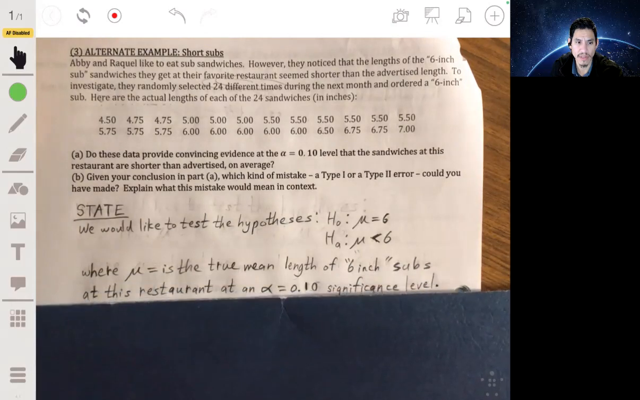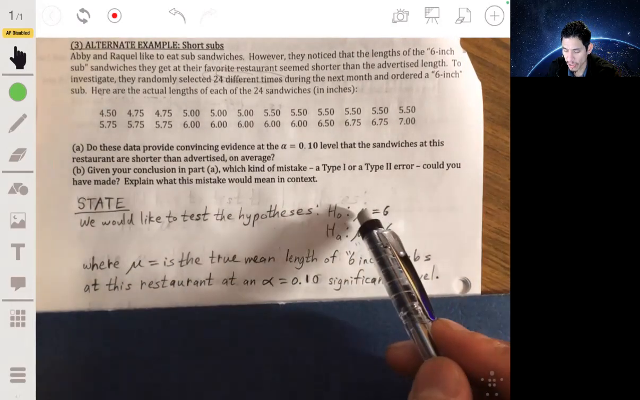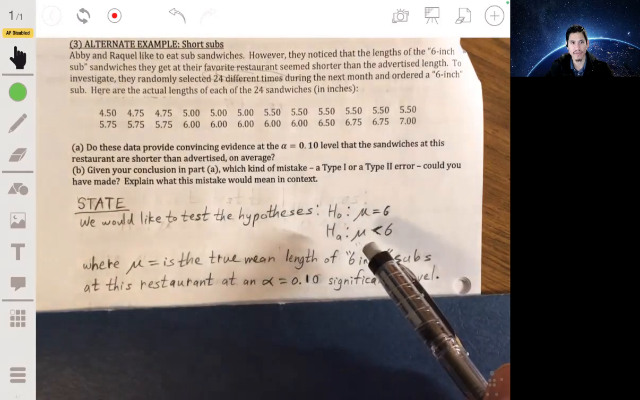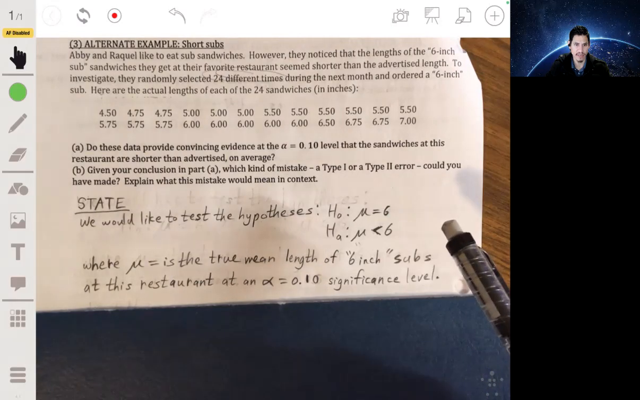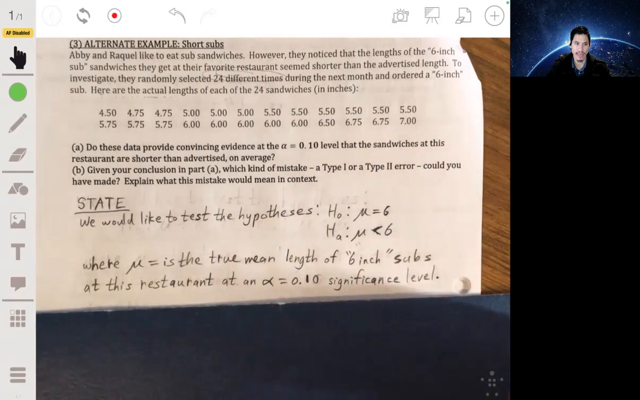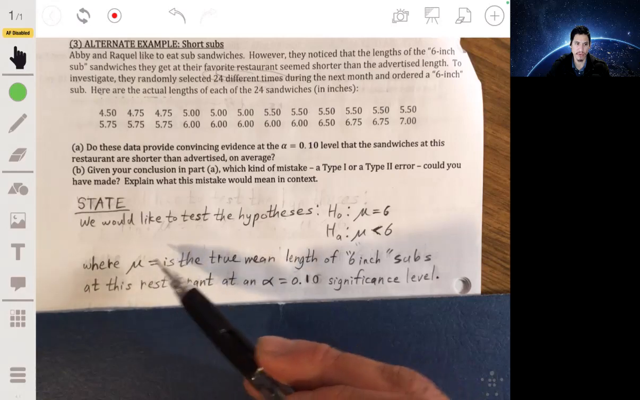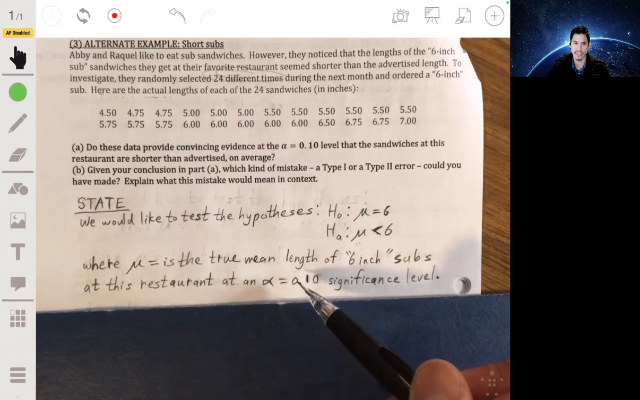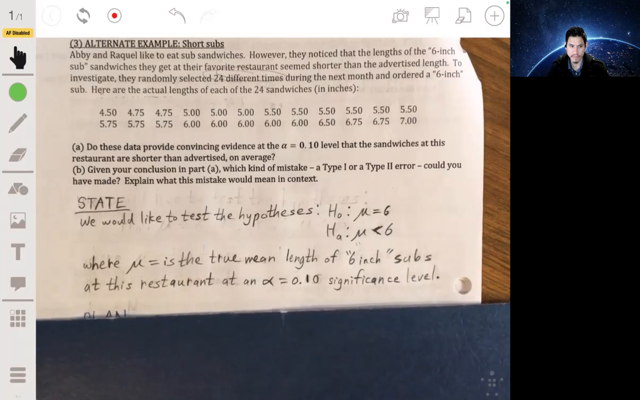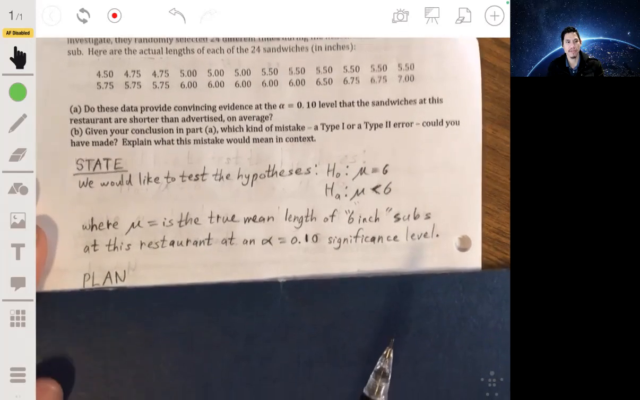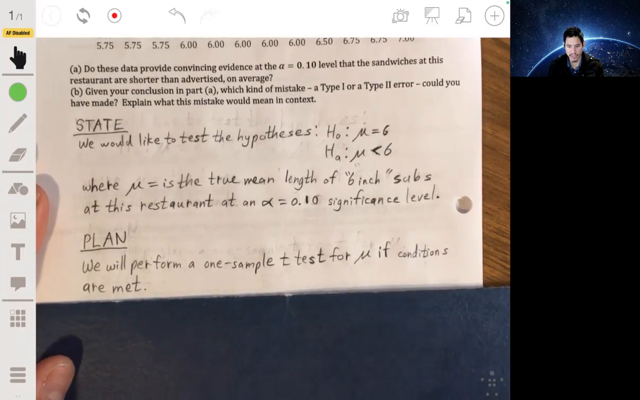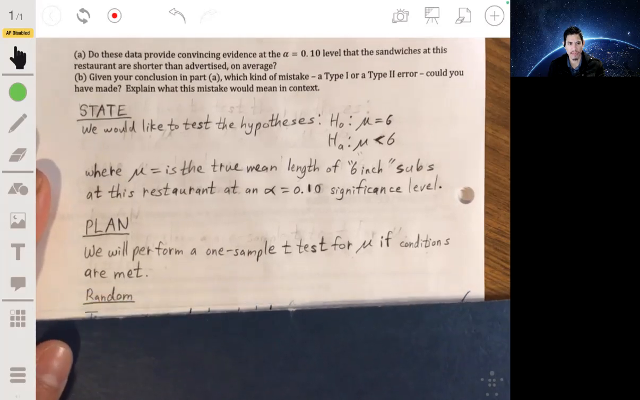So our statement: the null hypothesis says that our true mean mu is 6, and the alternative is that the true mean mu is less than 6. Again, make sure you define what mu means in the context of the problem, and make sure you identify the significance level. In this case, our significance level is 0.1. So our plan is to use the one sample t-test for mu, as long as the conditions are met. The conditions we just went over start with the random condition.